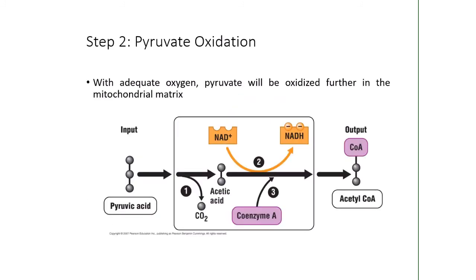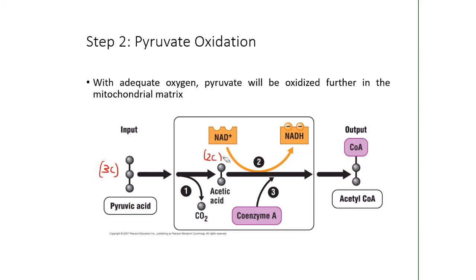So there are 3 separate steps that are involved in the pyruvate oxidation. First, we will remove a carbon dioxide from pyruvate. Okay, so remember, pyruvate is something that you'll get when you split the glucose in half. So this is a 3-carbon molecule. And when you remove a carbon dioxide from it, it will now become a 2-carbon molecule called acetic acid. Okay, so pyruvate becomes acetic acid after you remove a carbon dioxide.